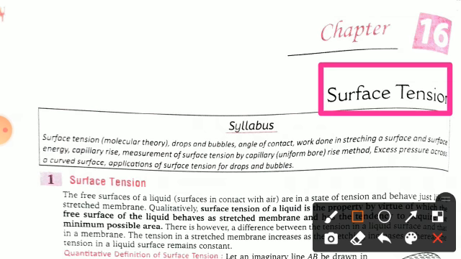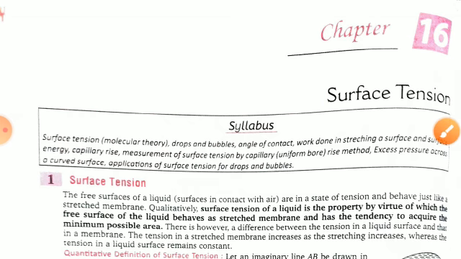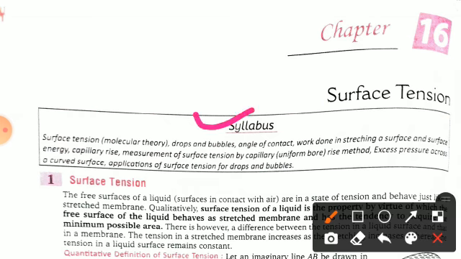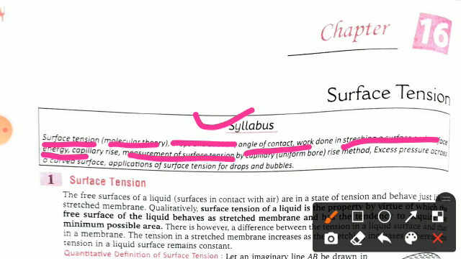So this is your first lecture, and first have a look at the syllabus and what you have to study. Surface tension, molecular theory, drops and bubbles, angle of contact, work done in stretching a surface, and surface energy, capillary rise, measurement of surface tension by capillary rise method, excess pressure across a curved surface, application of surface tension for drops and bubbles. These are the things you have to study in this chapter, and we will cover them in our lectures.